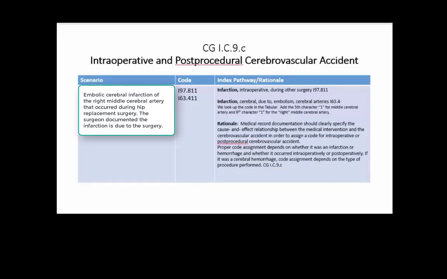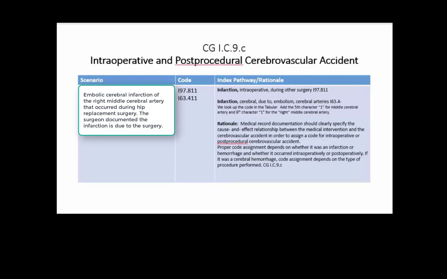The scenario we're given is an embolic cerebral infarct of the right middle cerebral artery that occurred during hip replacement surgery. So it's intraoperative, and the surgeon documented as due to the surgery. So your infarct, the intraoperative, is I-97.811. You see the term during other surgery. That's because when you look in your list of codes in the tabular, the first code has to do with during cardiac surgery. So during other surgery is identifying any surgery other than cardiac.